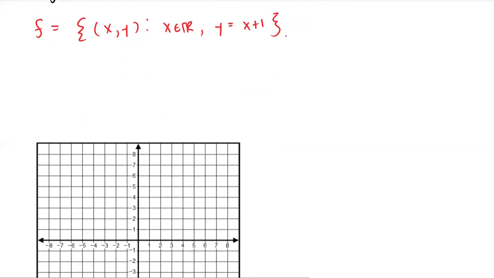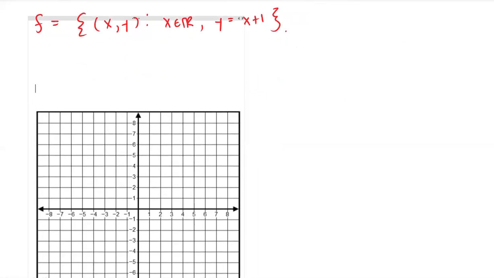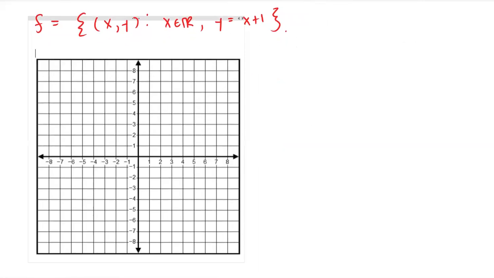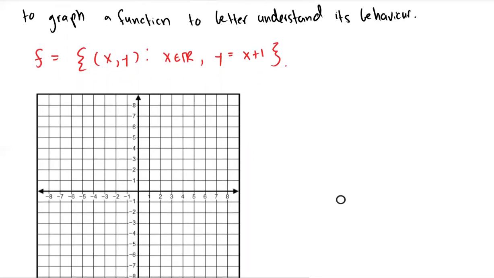Now, I put a picture of a graph here, and actually let me move it up a little bit, if I can. All right, so what we're going to do here is plot some of these ordered pairs. Of course, we can't plot all of them because there's too many. There's infinitely many. But we'll plot a couple, and then from that, we should get a pretty good idea of how the function looks. Basically, we're just going to fill in the gaps. Okay? So how do you graph ordered pairs?